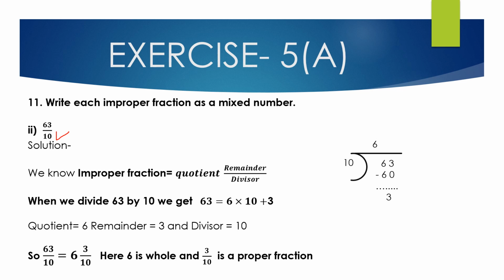We know an improper fraction is equal to the quotient, remainder divided by divisor, and 10 is the divisor and 63 is the dividend. We divide 63 by 10. 10 multiplied by 6 is 60, and 63 minus 60 is 3. Here 6 is the quotient and 3 is the remainder.